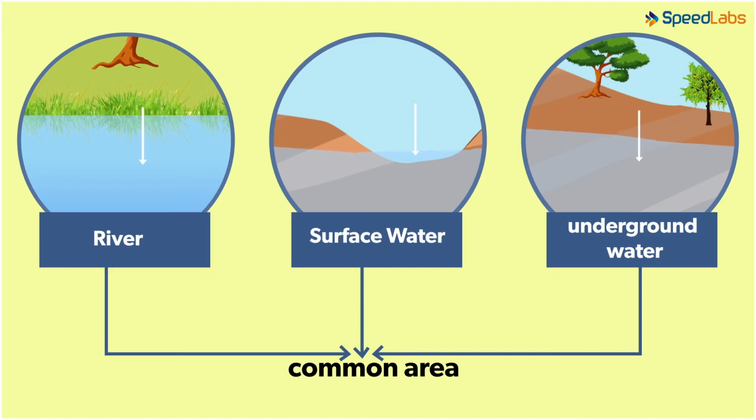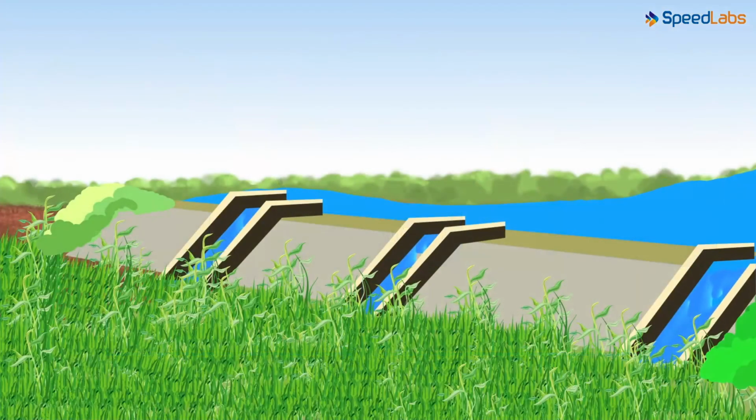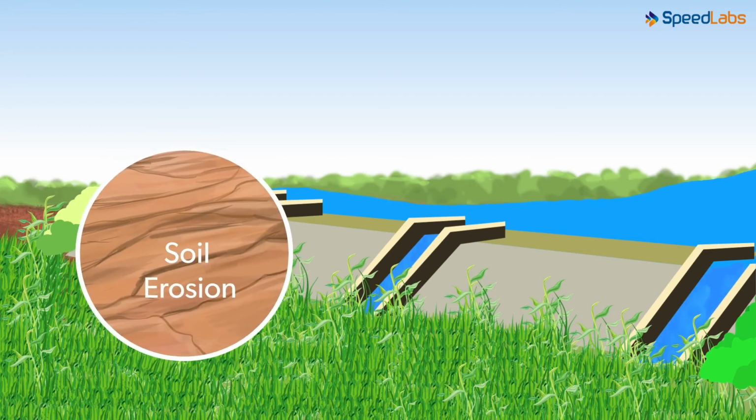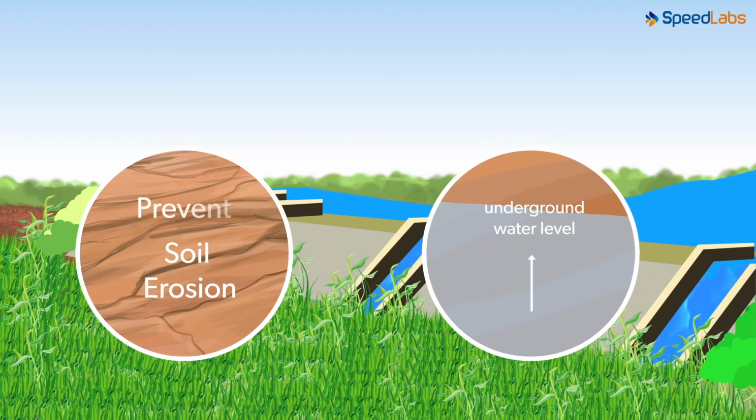For a start, we could build small check dams. This will enable the water that flows on the surface to seep into the ground. Which other purpose will the dam serve? Do they prevent soil erosion? Yes, check dams not only help increase the underground water level, but they also help check soil erosion.